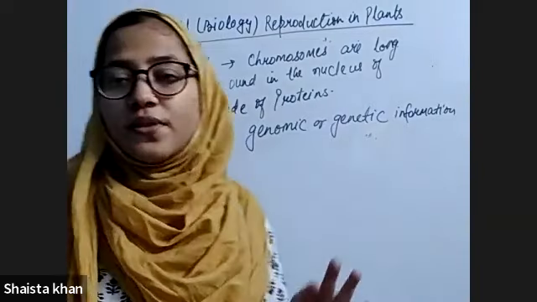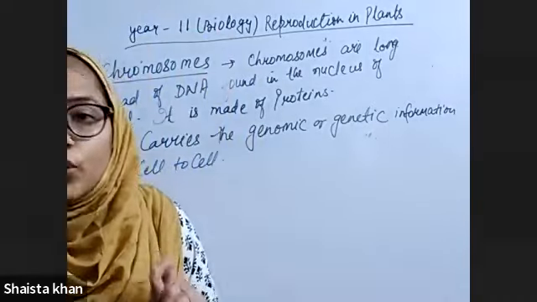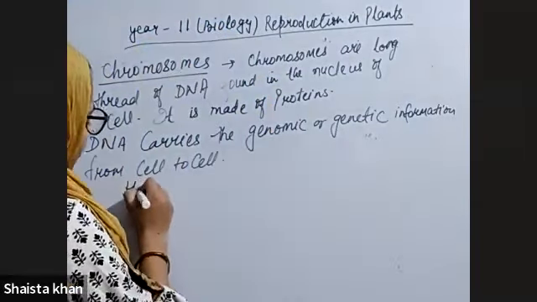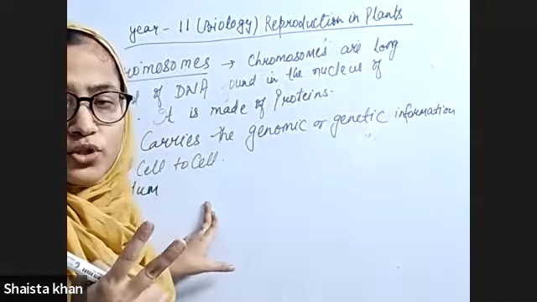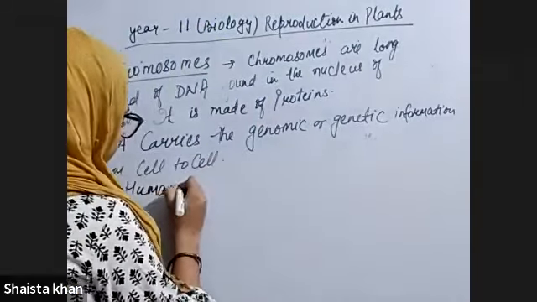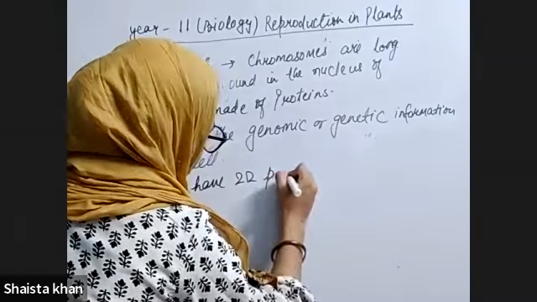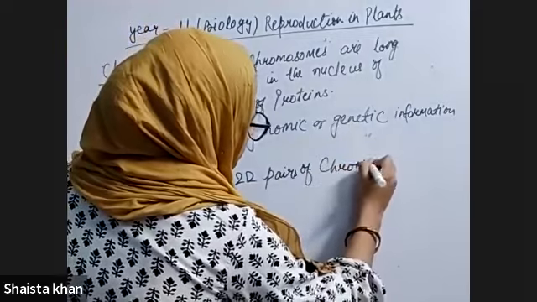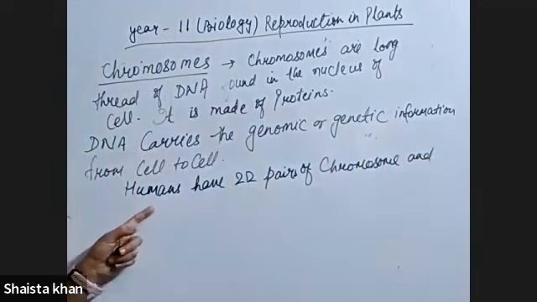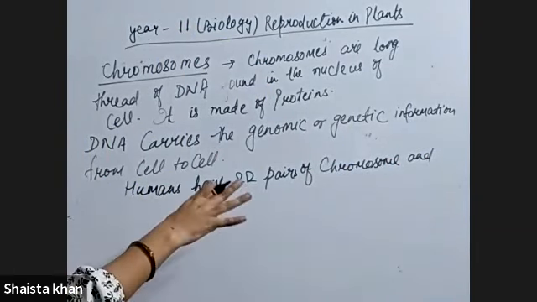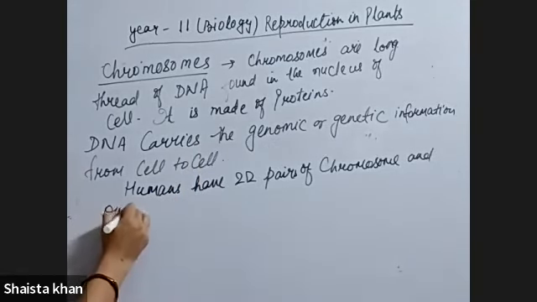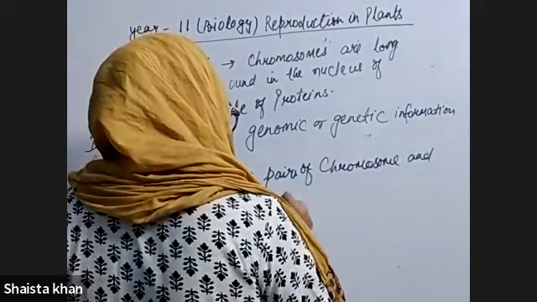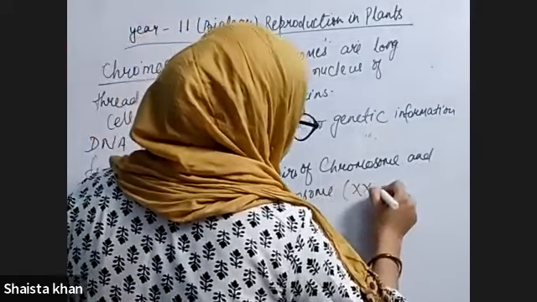Humans have 22 pairs of chromosomes and one pair of sex chromosomes, that is XX and XY. How many chromosomes do humans have? Humans have 22 pairs of chromosomes and one pair of sex chromosomes.